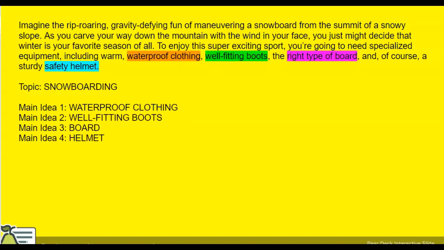The topic is snowboarding. This is probably going to be all about snowboarding equipment. The first main idea is waterproof clothing. The second main idea is well-fitting boots. The third main idea is the right type of board. And the fourth main idea is the safety helmet.